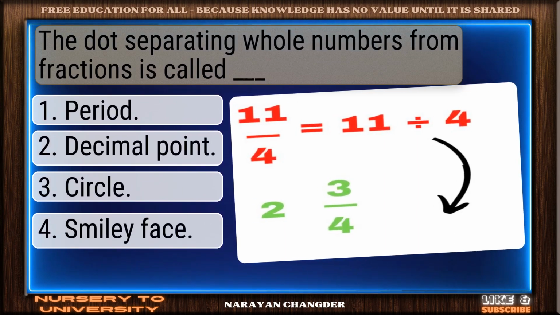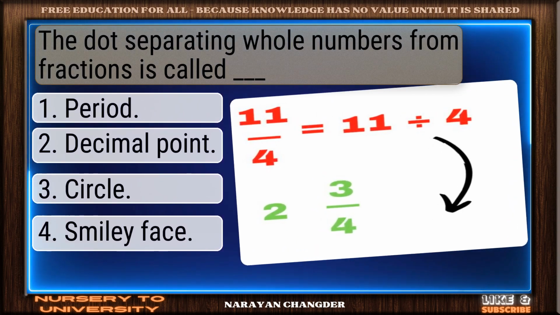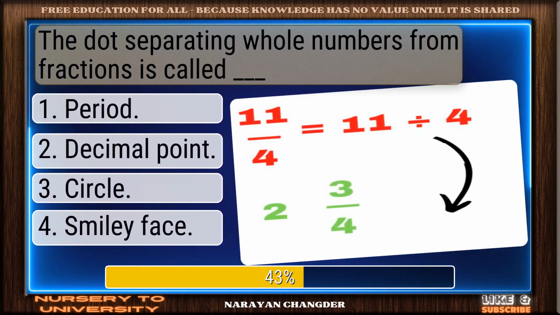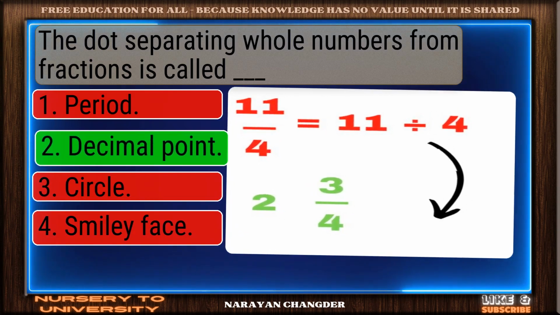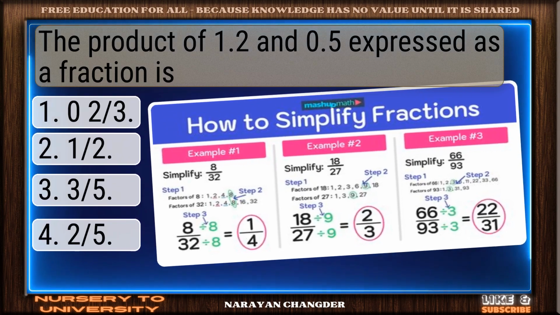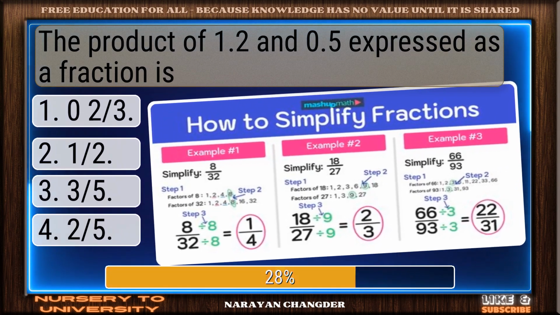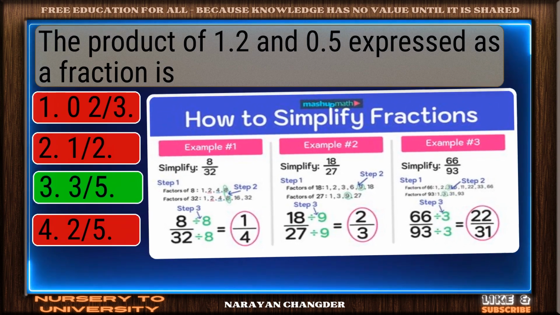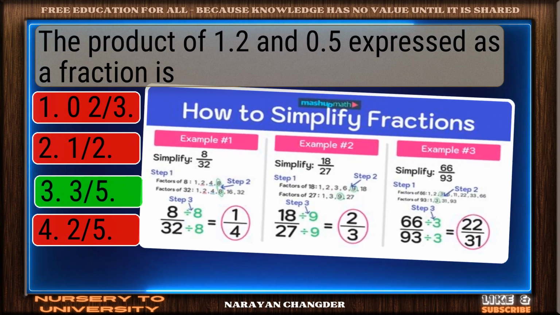Question number 33. The dot separating whole numbers from fractions is called dash. You got it. Your choice, decimal point, is right. Question number 34. The product of 1.2 and 0.5 expressed as a fraction is? Excellent choice. 3/5 is the right answer.